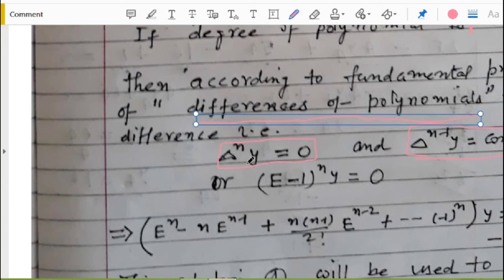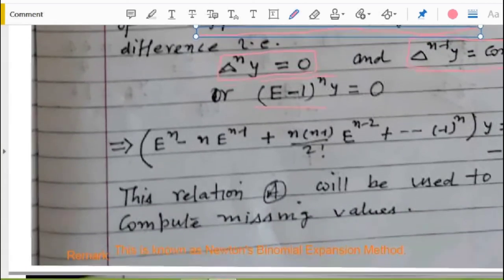Okay, so delta^n y is equal to 0, and if you remember the shift operator, I have applied here the forward difference operator, delta equals E minus 1. So (E minus 1) to the power n, y is equal to 0. You expand this: E^n minus n E^(n-1) plus n(n minus 1) upon factorial 2 E^(n-2), and so forth, the last term being (minus 1)^n, y is equal to 0.